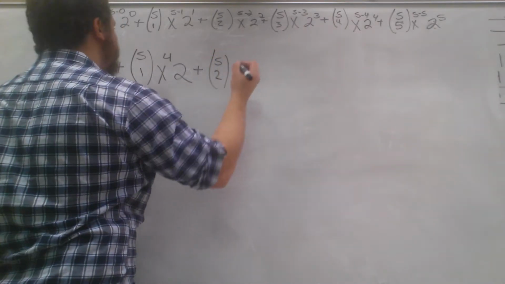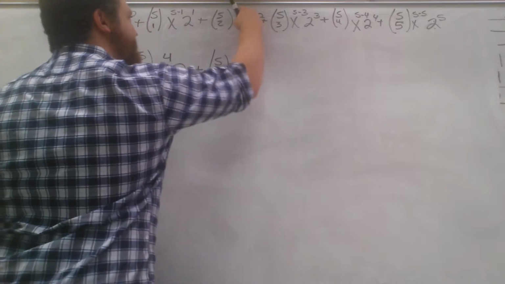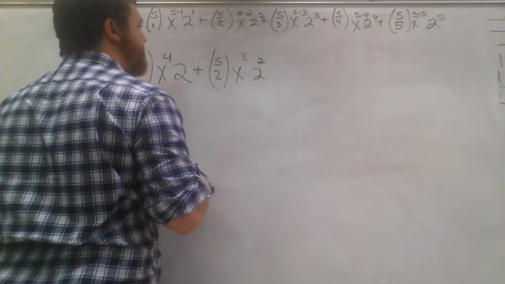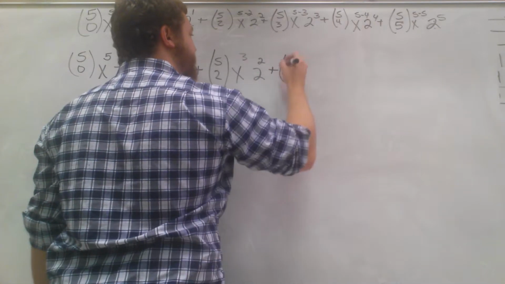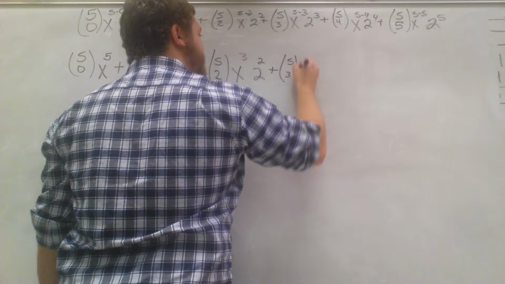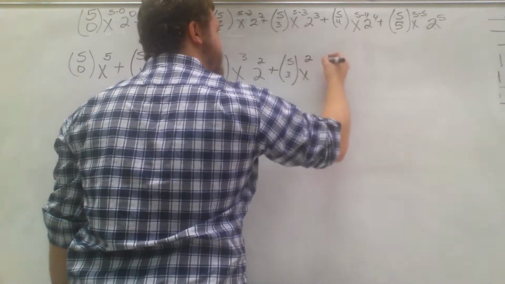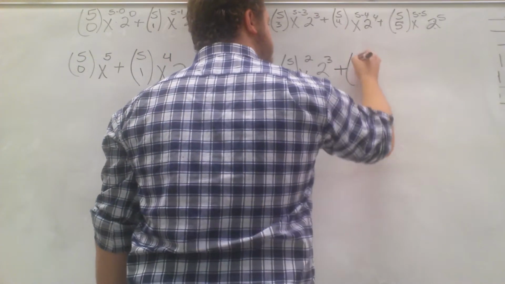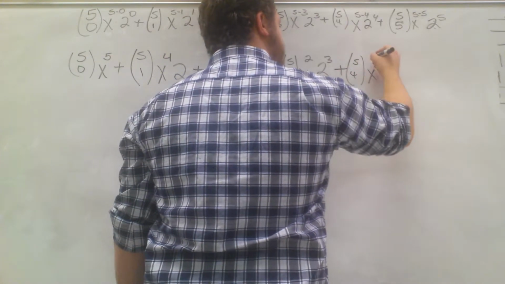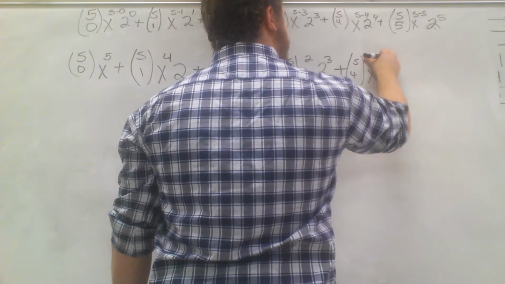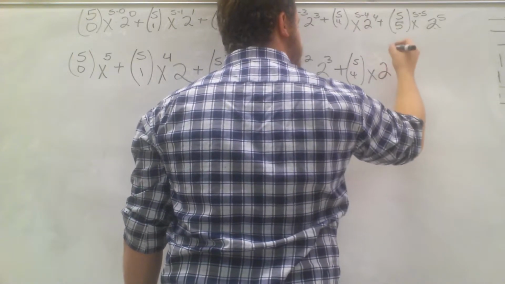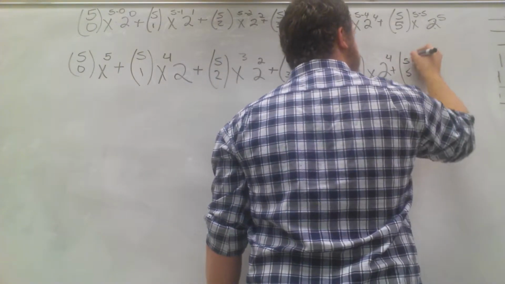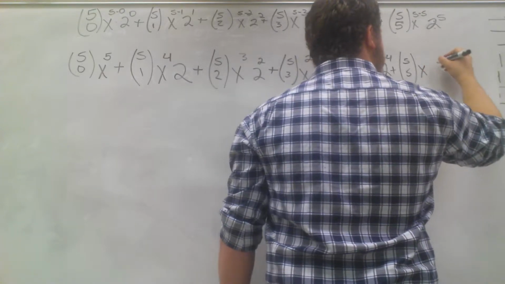5 over 2, x to the, why do I write downhill? X to the, what's 5 minus 2? 3. 2 squared. Okay, keep going. 5 over 3. I subtract, I get x squared, and I get 2 to the 3rd power. Alright, plus 5 over 4, x to the 1st power, 5 minus 4 is 1, 2 to the 4th. And last but not least, 5 over 5, x to the 0, 2 to the 5th.